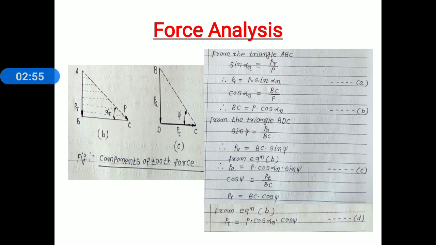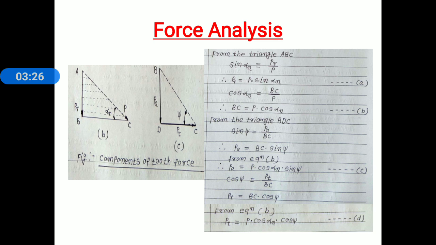Again from figure B, we consider cos alpha suffix n, adjacent side to the hypotenuse. Adjacent side is BC and hypotenuse is resultant force P. Therefore cos alpha suffix n is equal to BC divided by P. Simplify this and we get a value of BC. BC is equal to P into cos alpha suffix n. Consider equation B.